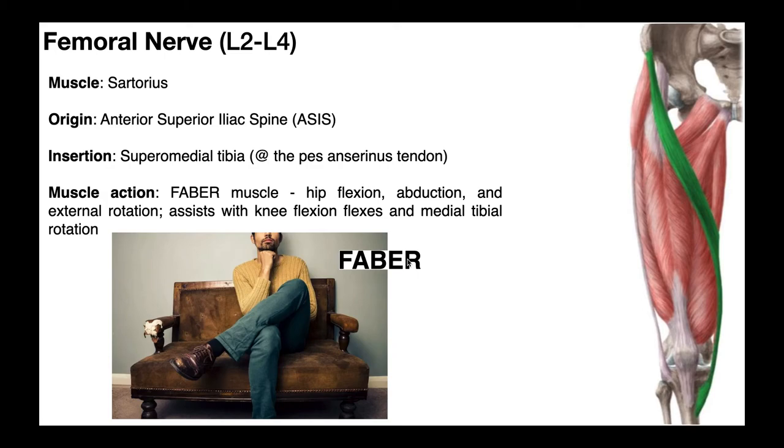Now, the sartorius is a two-joint muscle. It crosses the hip joint, obviously, but it also crosses the knee joint because it inserts on the pes anserine tendon on the superomedial tibia. And so it does allow some knee joint movements. Now, the sartorius is not a major agonist of knee joint movement. Those would obviously be the hamstrings, the quadriceps, and so forth, but it can assist with knee flexion, and also tibial internal rotation or medial rotation of the tibia.